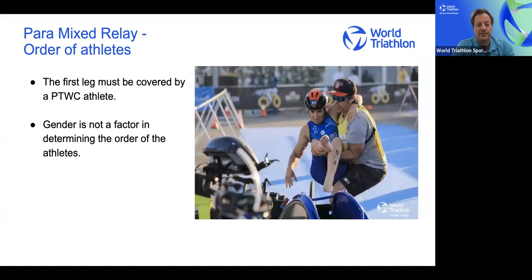Duncan, over to you. So again, how do we send our athletes off? So the first leg should be covered by a PTWC athlete, okay? And then for the remaining athletes, it really isn't important what gender as regards the order. Whereas before in a normal relay for the able-bodied athletes, it might be male, woman, or woman, man. In para, the only thing is that the PTWC needs to go first, and then you can have another woman going straight after. It's not dictated.